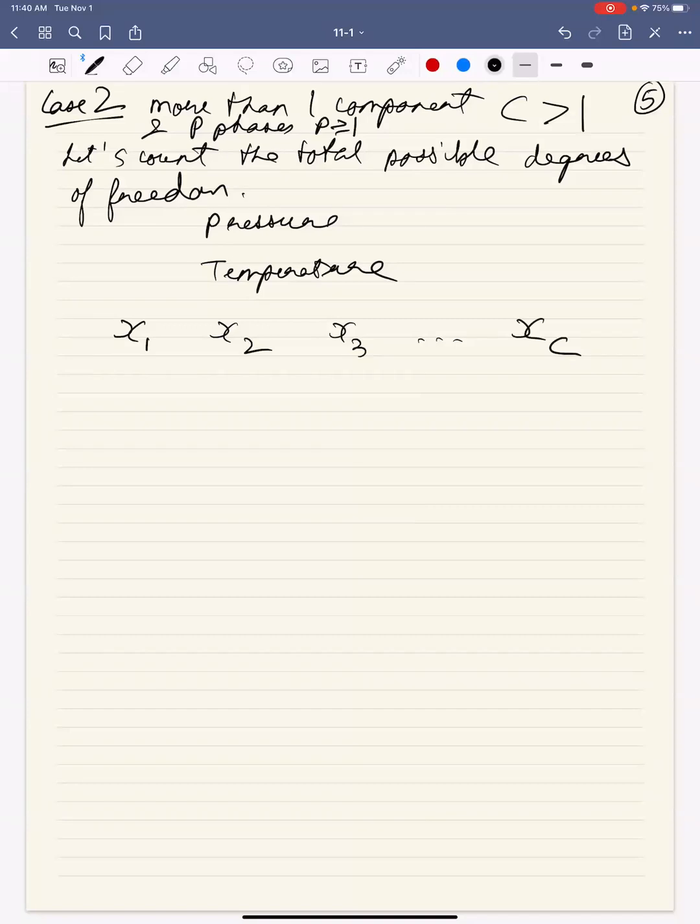And let's say for now, if there is just one phase, okay? Does this mean we have capital C number of degrees of freedom on top of pressure and temperature? Why not? You're nodding your head. Is there a constraint here on these mole fractions? How many mole fractions can you vary independently for any system?